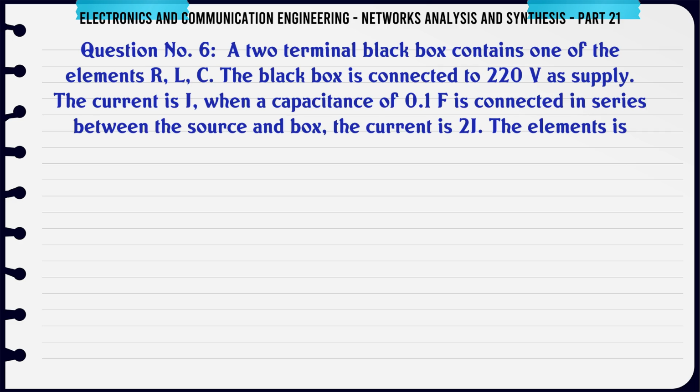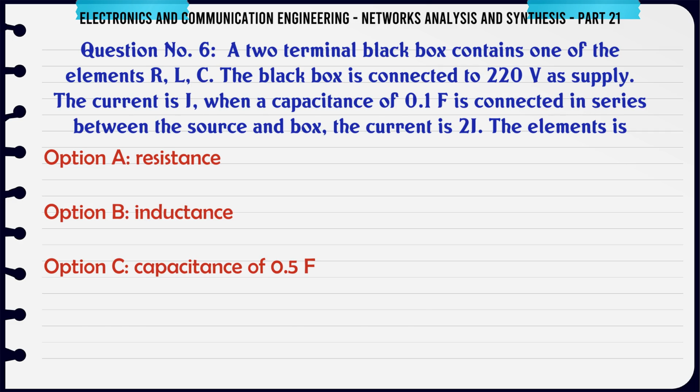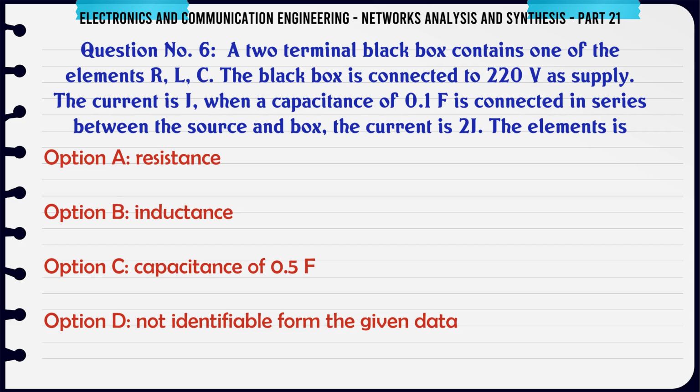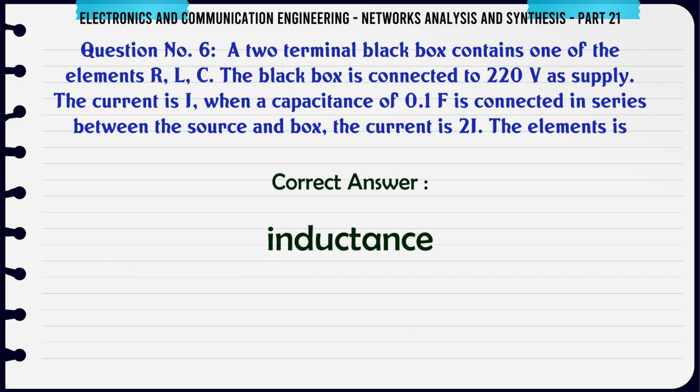A two-terminal black box contains one of the elements RLC. The black box is connected to 220 V as supply. The current is I when a capacitance of 0.1 F is connected in series between the source and box. The current is 2I. The element is A resistance, B inductance, C capacitance of 0.5 F, D not identifiable from the given data. The correct answer is inductance.